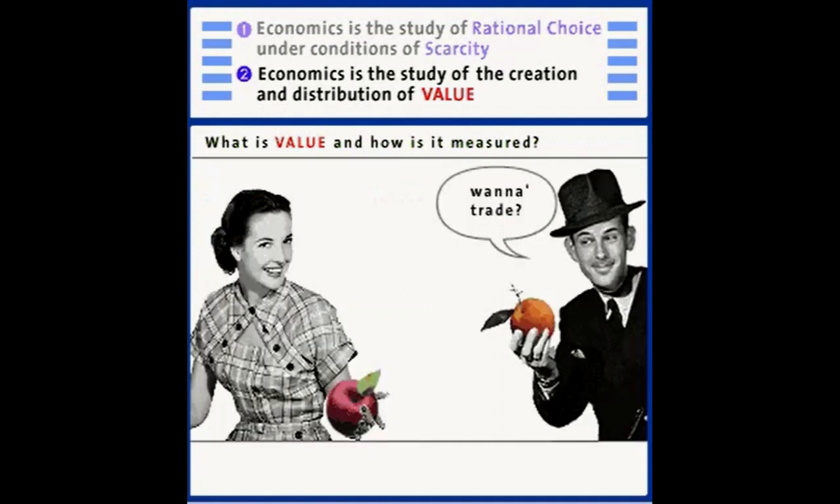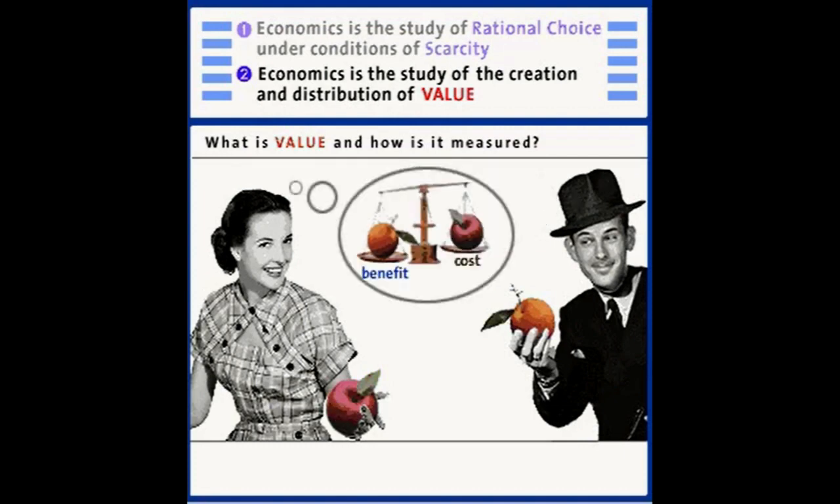The cost is you give up an apple. The apple is the opportunity cost of the peach. The benefit from the peach is weighed against the cost of parting with your apple. Value is created if you like the peach more, because then the benefit is greater than the cost. But exactly how much value is created by this trade?